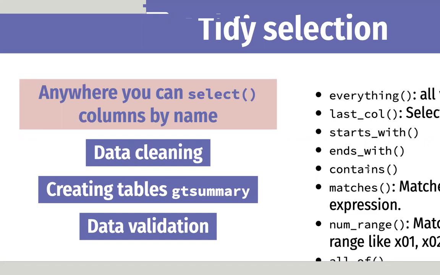Matches will match a regular expression. Num range will match a numerical range. All of will match all of the columns that you specify in there. And then where could apply a function to all the variables and select those where the function returns true.